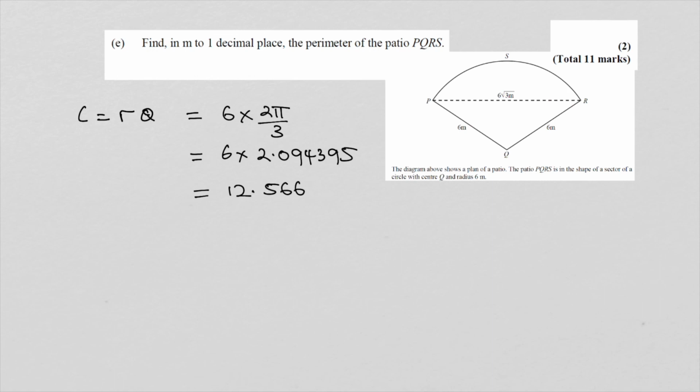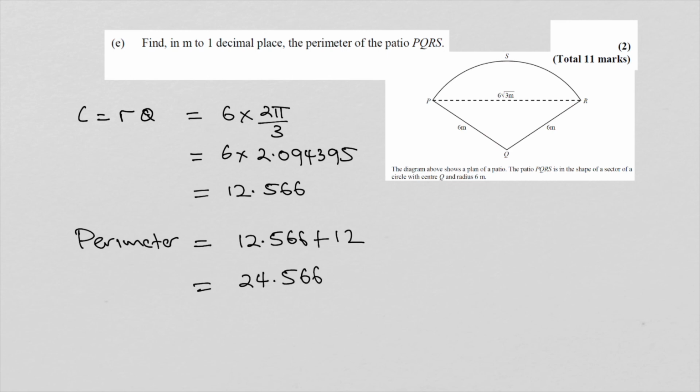12.566. And to find the perimeter, you just add up all the sides in this case. So the perimeter is 12.566 plus 12, that would be 24.566. We need to find the answer in one decimal place, so that would be 24.6 meters. So that will be the perimeter. And that's the answer we're looking for.